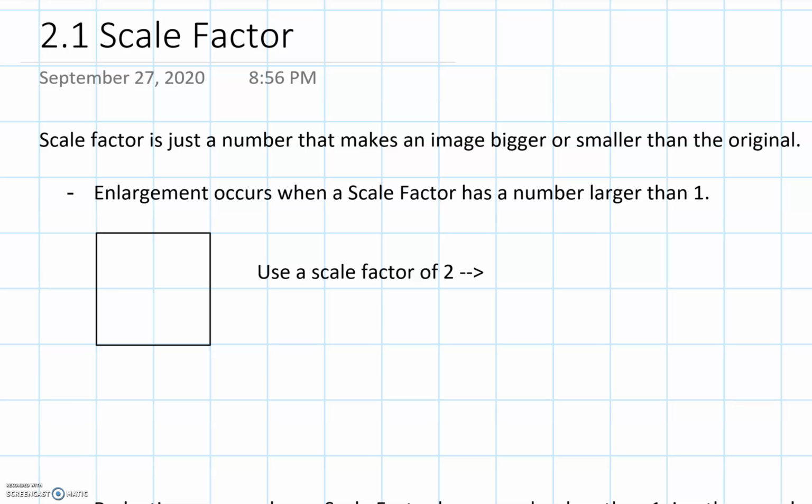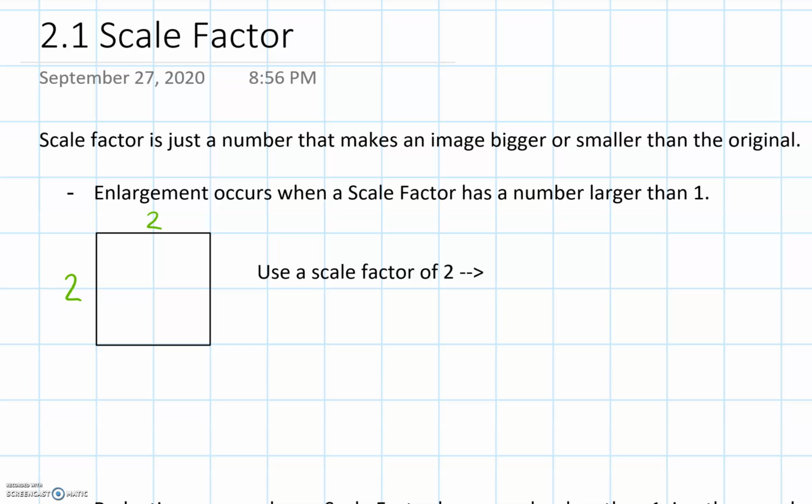So each side currently has 2 and 2. And when we talk about scale factor, we're taking the side lengths, or looking at the length of any part of it, and we're multiplying it by the scale factor. Okay, that's what we're going to do.